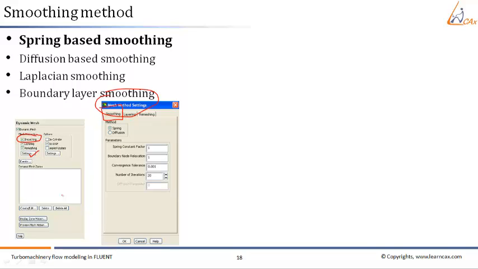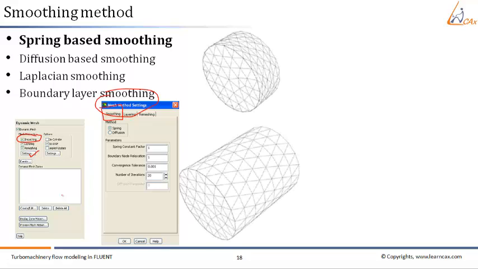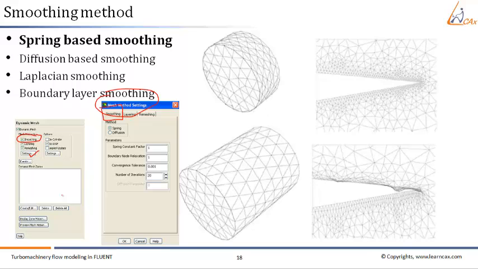In the spring based smoothing method, the edges between any two mesh nodes are idealized as a network of interconnected springs. We can control the spring stiffness by adjusting the value of the spring constant factor. The effect of spring constant factor is highlighted in the example figure. The figure shows the trailing edge of a NACA 0012 aerofoil after a counterclockwise rotation of 2.3 degrees.